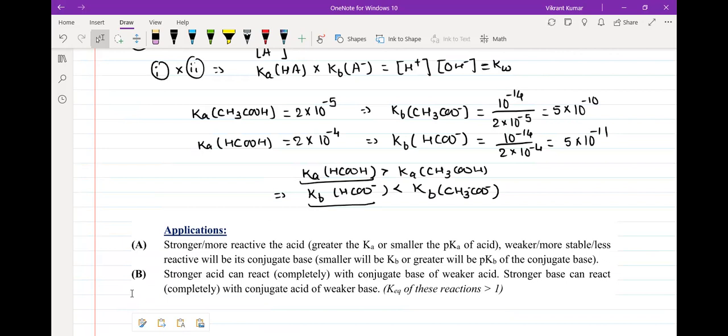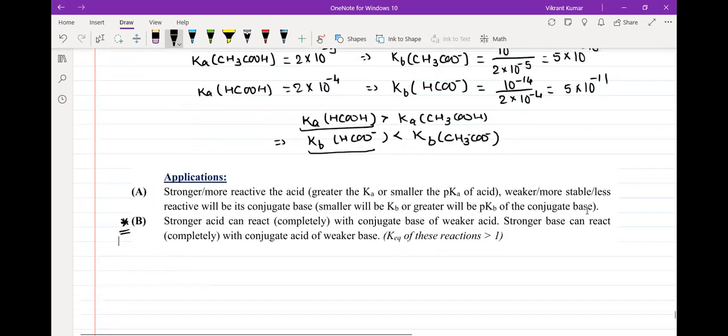Is it okay? The second part, which is again very very important, is JEE's favorite topic. It can be used here sometimes, and in inorganic and organic it is used quite a lot, and that's why I had taught it in GOC as well. It says a stronger acid can react with the conjugate base of a weaker acid, or we can say a stronger base can completely react with the conjugate acid of a weaker base.